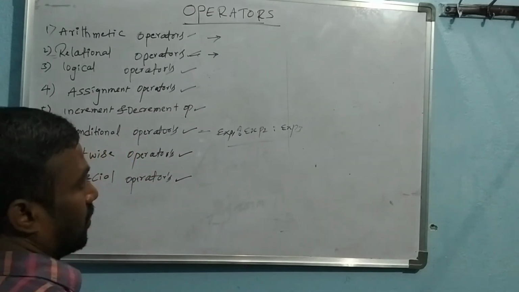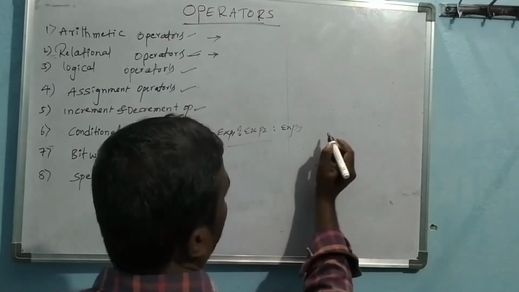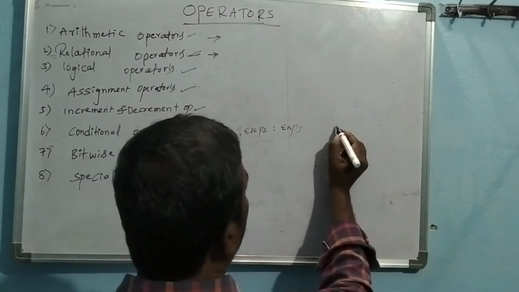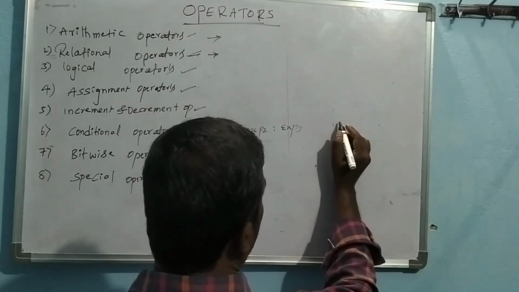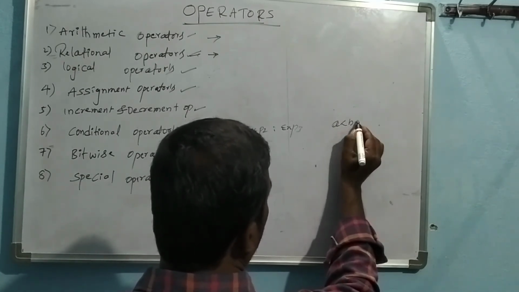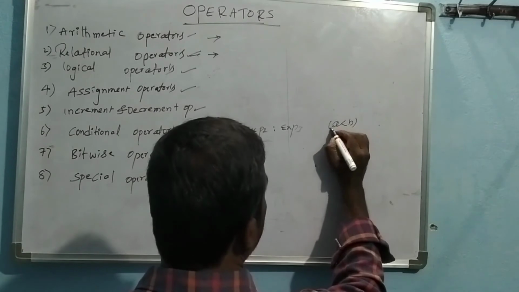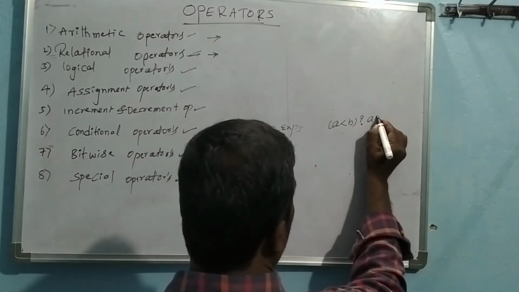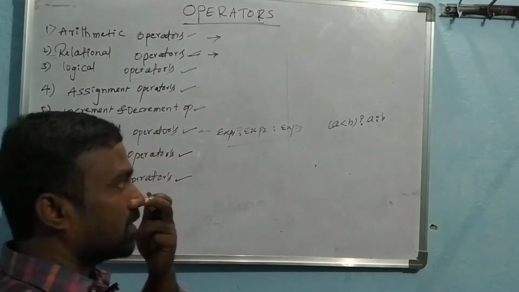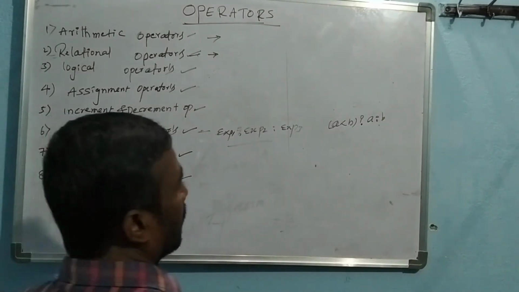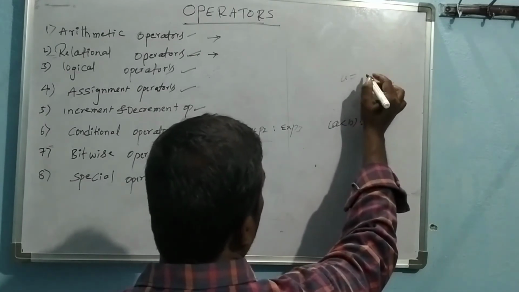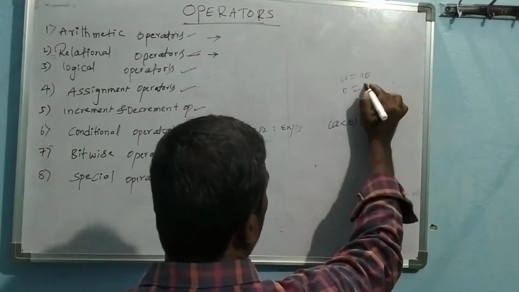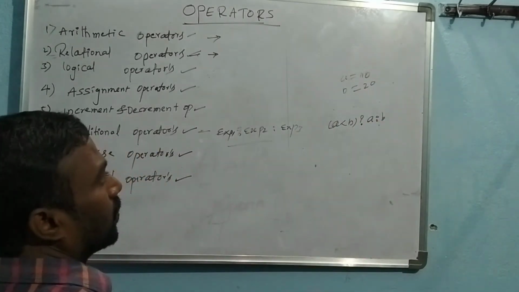Let us discuss this now. See here, expression 1 question mark expression 2. Expression 1 means a less than b, question mark, expression 2 is a, colon, b. So this is a small example I would like to explain. Whenever I take a equal to 10 and b equal to 20, right? A equal to 10 and b equal to 20.